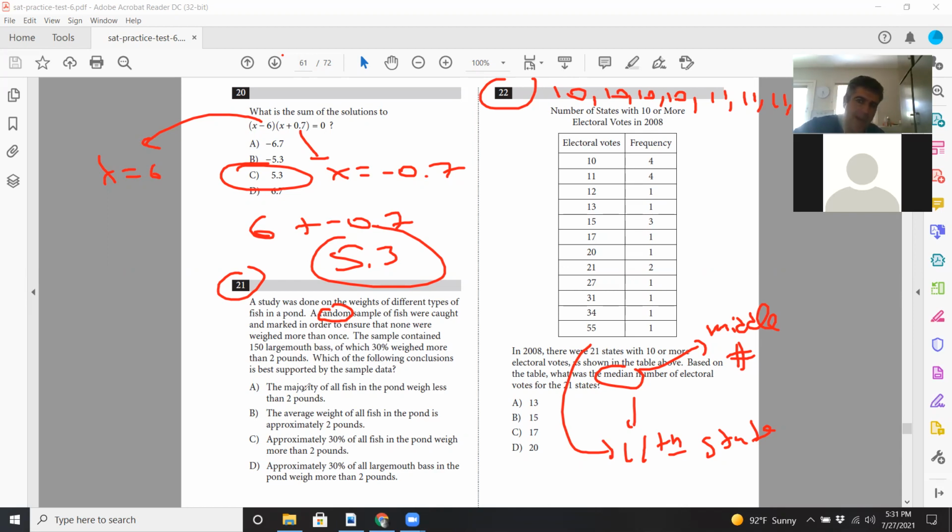We don't know that. I mean, we don't know how many fish are total in the pond, so it's hard to say if the majority weighed less than 2 pounds. The average weight of all fish is approximately... See, the word "all" kind of kills it. We just don't know. Approximately 30% of all fish weigh more than 2 pounds.